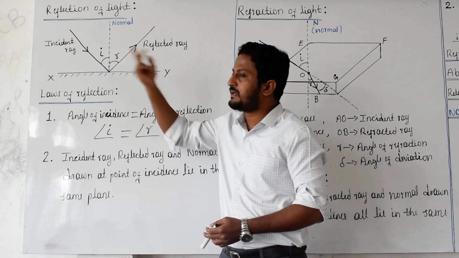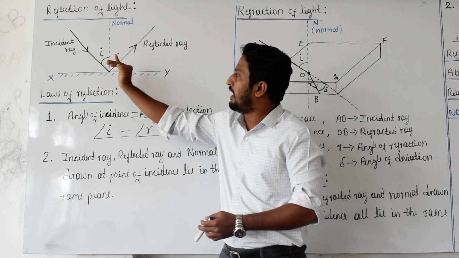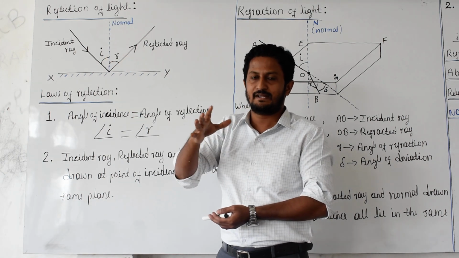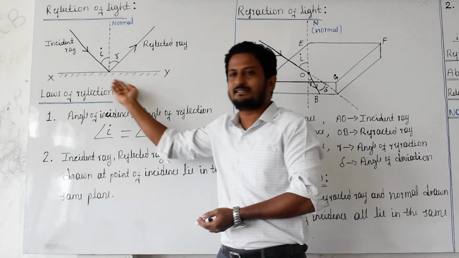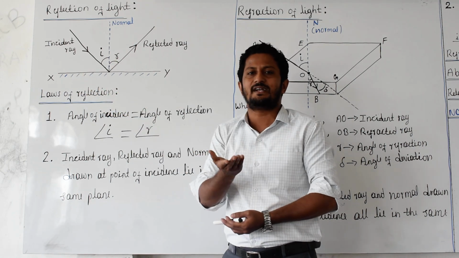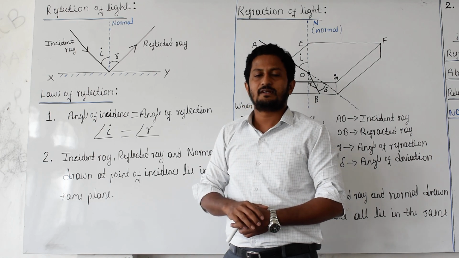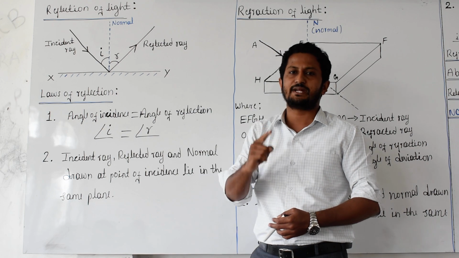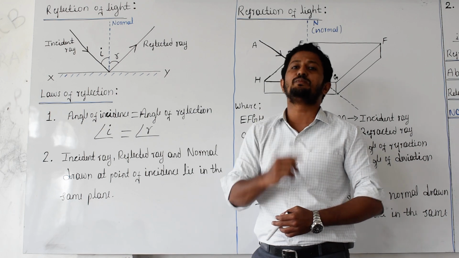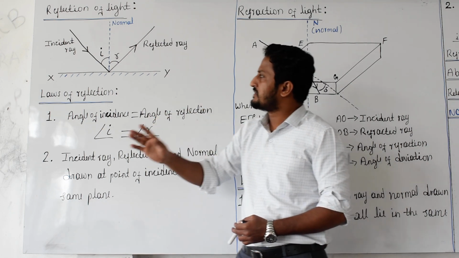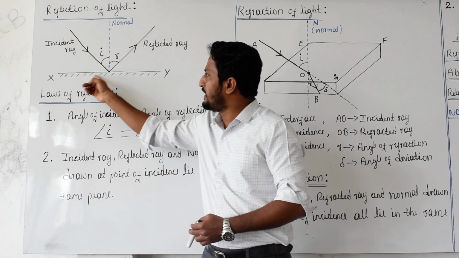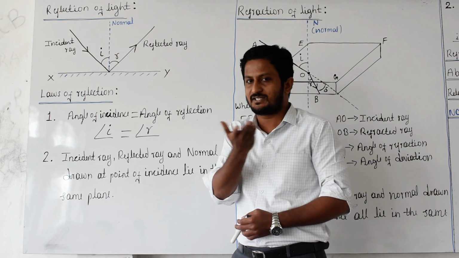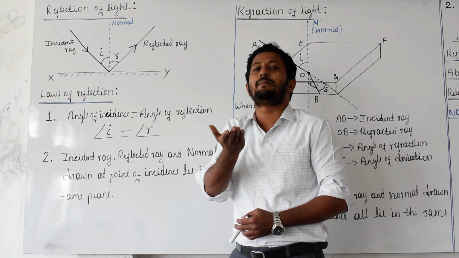See here, two media are there. Above this XY interface, the air medium is there. Below, that is glass material. The lower side is coated. Interface means a surface which separates two media. This shading indicates that the lower part of that glass sheet is painted.